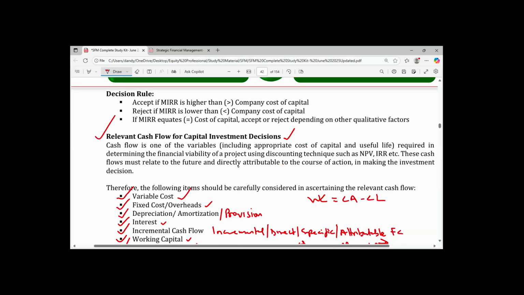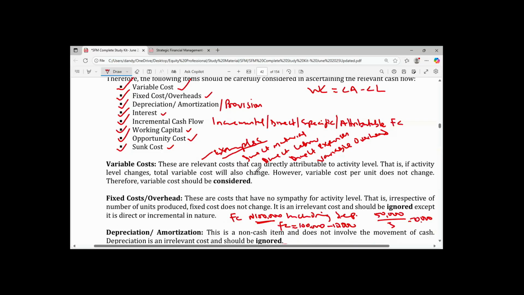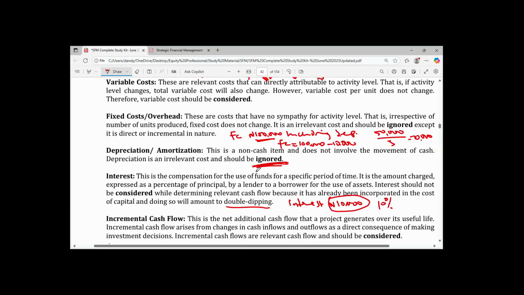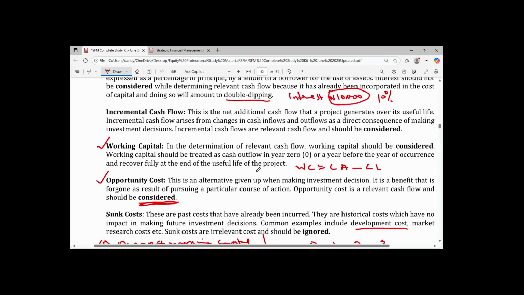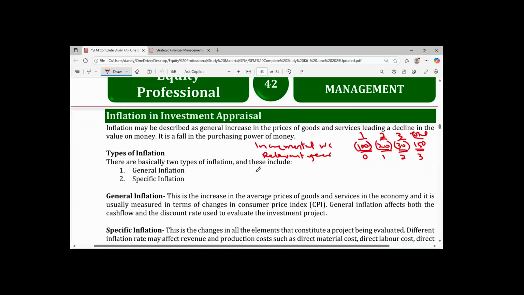Okay, so that is what you need to know as far as relevant cash flow is concerned. The next thing we want to discuss now is the impact of inflation in capital budgeting. How do you incorporate the effect of inflation into your cash flow when you want to determine the financial viability of a project? Before we proceed, let me know if you have any question for me. If there's none, then we'll just go ahead straight.